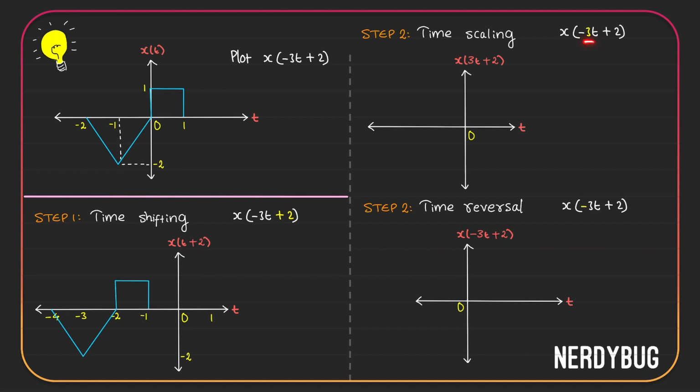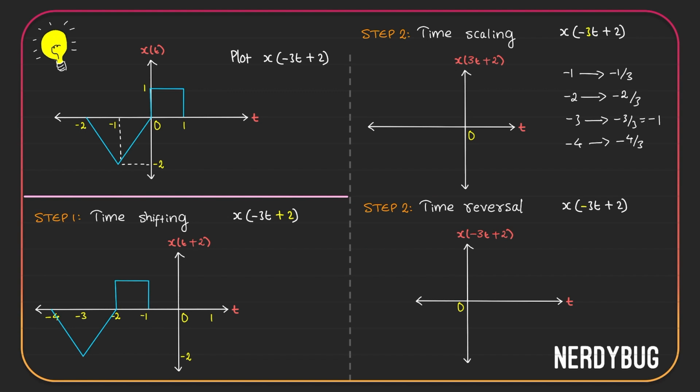According to the order that we just learned, the next step is time scaling. That is, I have to consider the 3 over here. So I will plot x of 3t plus 2 now. That is, I already have x of t plus 2. I have to apply time scaling to it, and the constant is 3. So whatever happened at -1 earlier will now happen at -1 by 3. Whatever happened at -2 earlier will now happen at -2 by 3. Whatever happened at -3 will now happen at -3 by 3, which is -1. Also, what happened at -4 will now happen at -4 by 3.